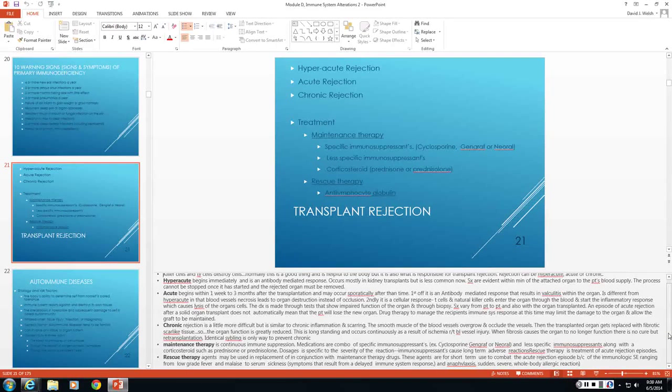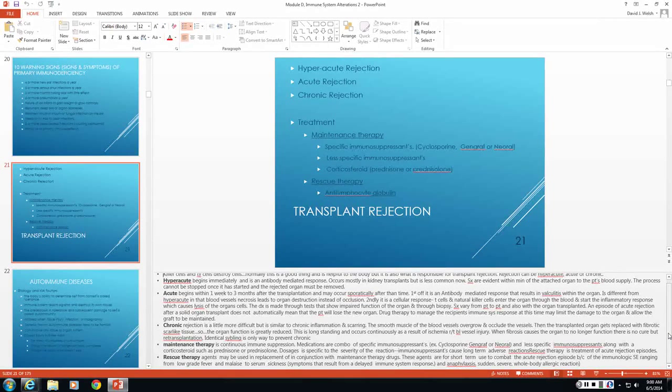Everything went well for the first 2 months, and then she had a rejection, where basically her body started breaking down the organs. And she could not fight off the response. She was so immunocompromised from the medications, maintenance therapy and rescue therapy, that she developed sepsis and ended up dying because of it.